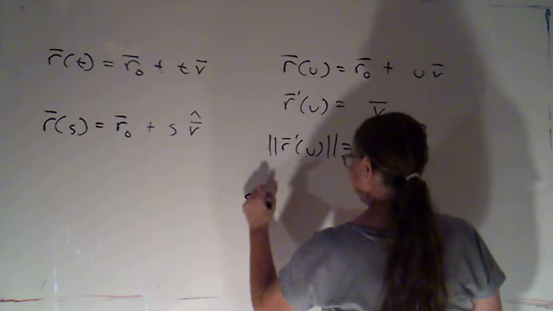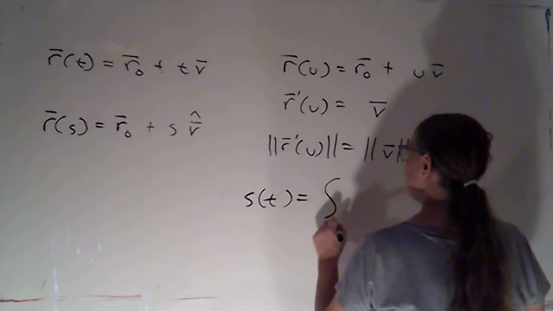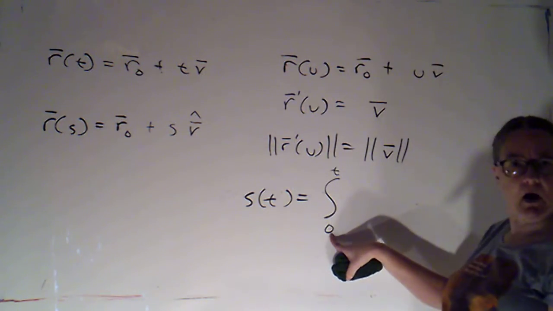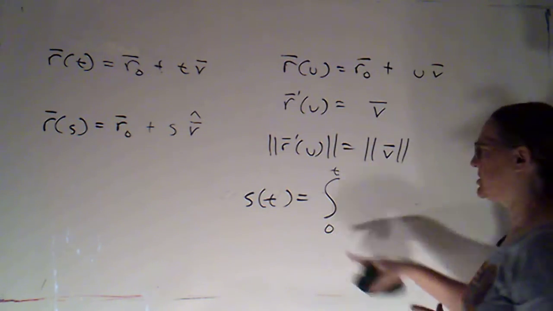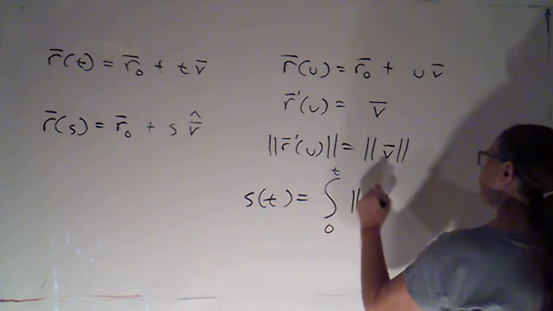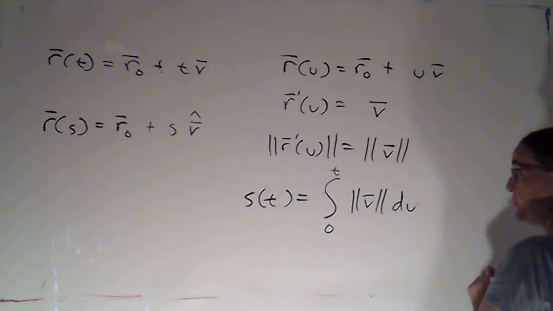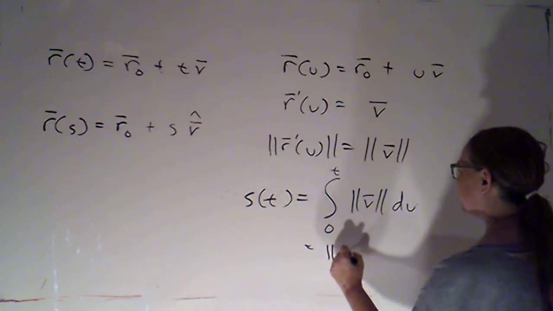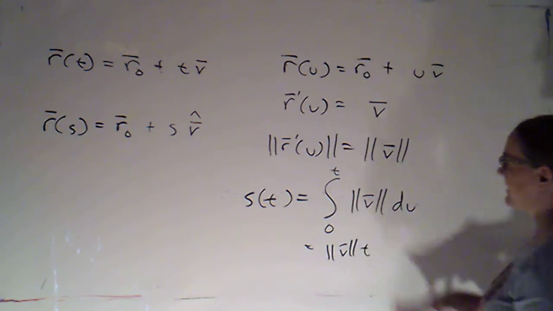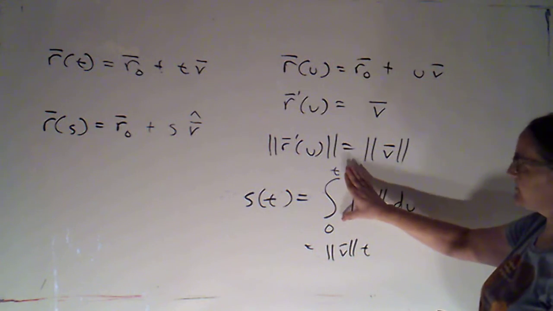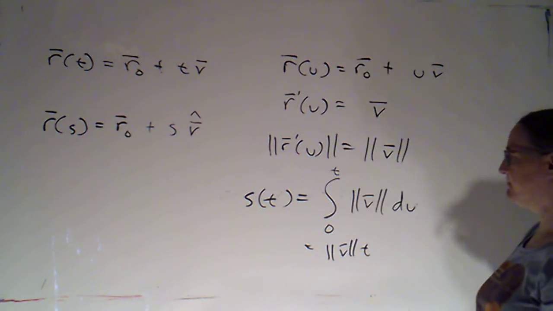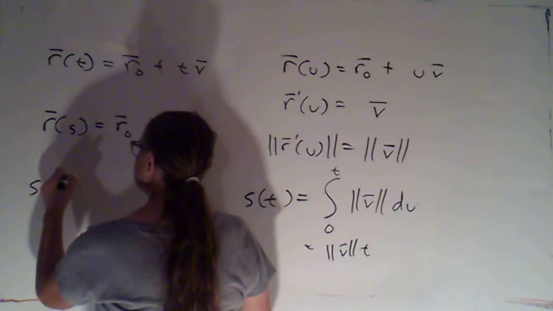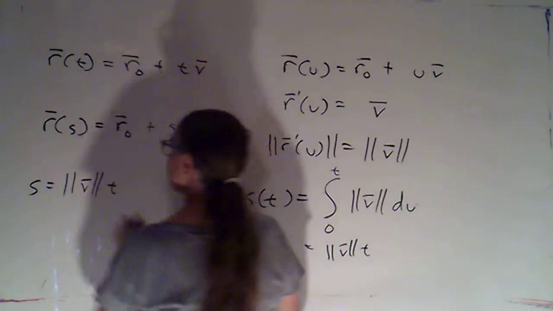So that means that s of t would be the integral from 0 to t. I am using 0 as my reference point. I think I mentioned that earlier. Of the magnitude of v du. That's a constant. I'm going to get that constant times the length of my interval. And the length of the interval is just t minus 0, or t. Cool. Okay. So now I've got that s is the magnitude of v times t.